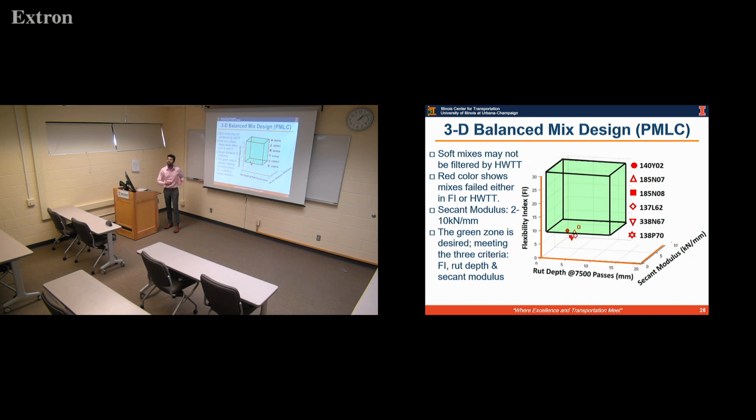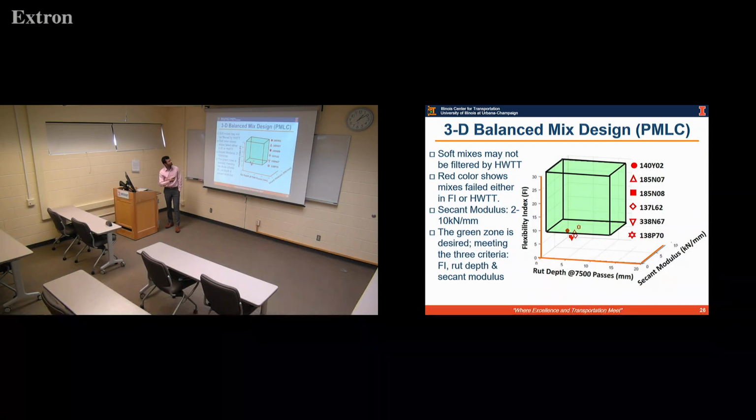Now we had a challenge with the 2D balanced mix design concept, and that's where we moved into the 3D balanced mix concept to incorporate those mixes which, even though they may pass the Hamburg wheel track test, are still softer and can pose a challenge in terms of performance. And that's why this idea was introduced with this study, to look into the 3D concept.